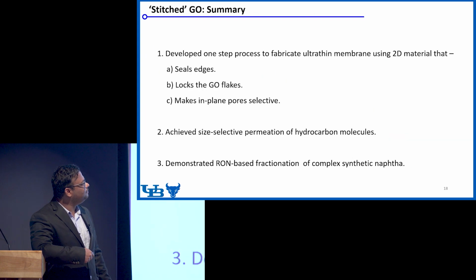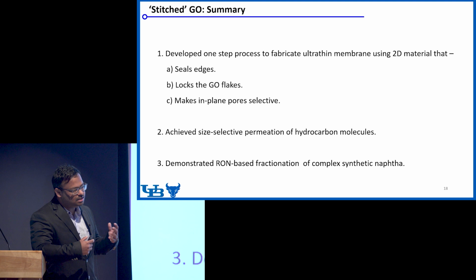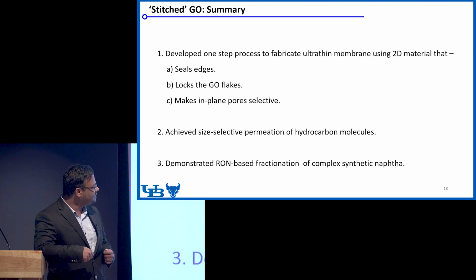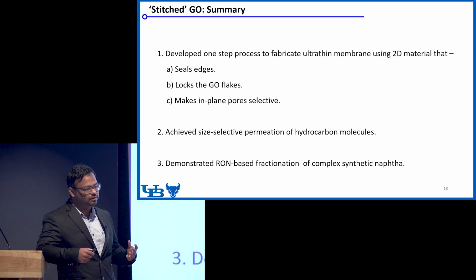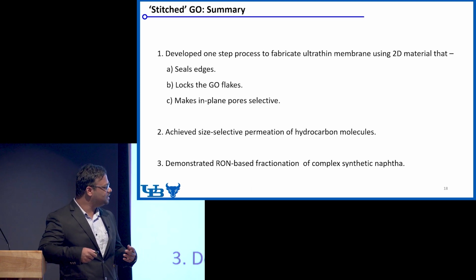To sum up my work in this region, we have developed a one-spot synthesis method which seals the edges of graphene oxide, locks the flakes together, and makes the in-plane pores selective. Like you can tune the in-plane pore. And we have achieved size selective permeation of small hydrocarbons between the size of 4 to 7 angstrom through this membrane. And we have also demonstrated our RON-based fractionation of complex synthetic naphtha.